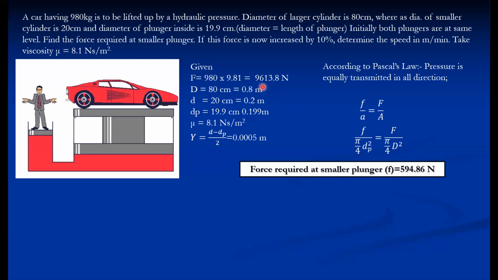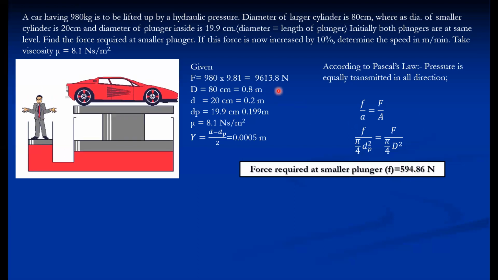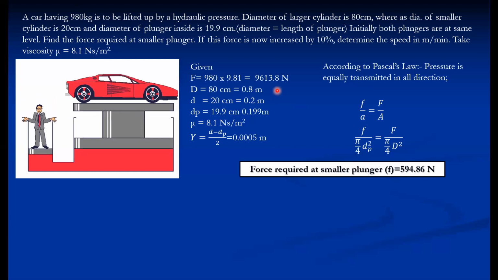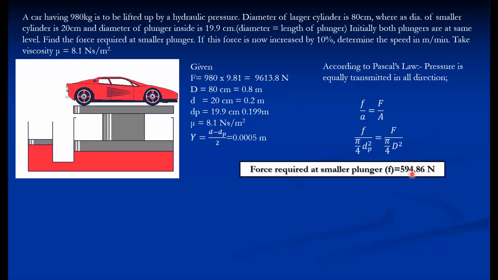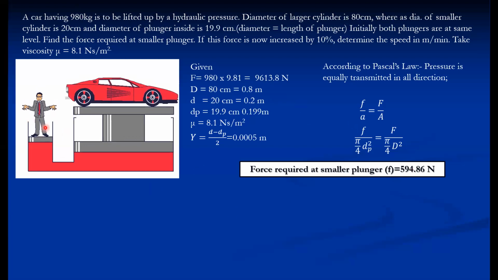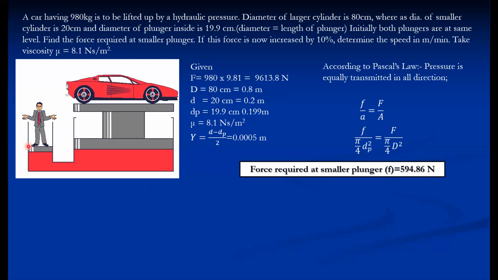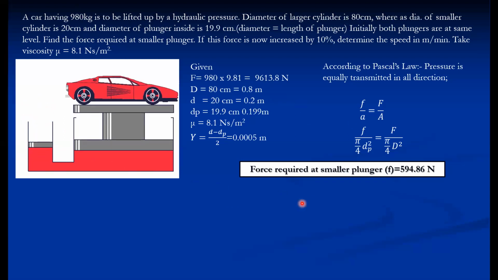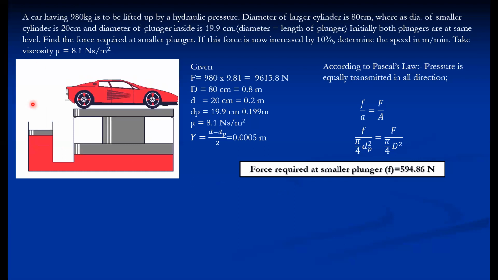So in order to lift almost 9,613 Newton weight of the car, only 500, just close to 600 Newton is required. So the force required is very less. Again, that depends on this diameter ratio. The larger the diameter ratio, the lower the force required. Now this is part one, because we have to calculate the force required at the smaller plunger.